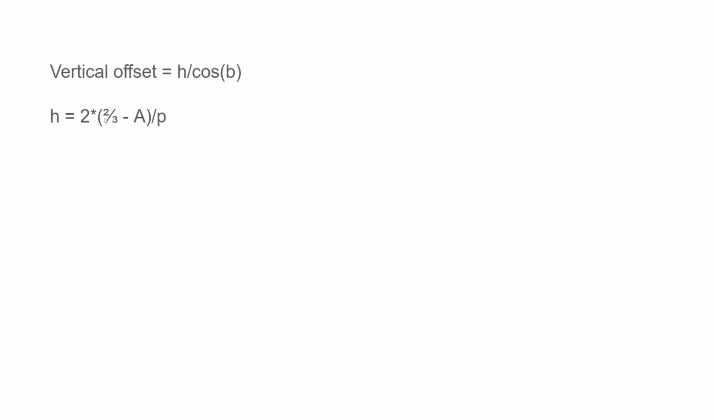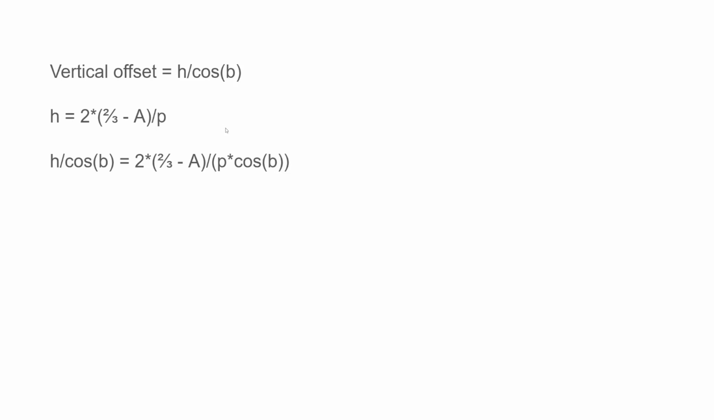It was 2 times area over, I'm going to call this P now, where P is the base of the triangle. This A is the area of the red shape that we already have, and 2/3 is what we want to get to. We're now in the land where the rectangle's area is 2, so 2/3 is the total area I want. A is the area I know about, and so this difference is the area of the new triangle. So 2 times that area over the base of that triangle, which I'll call P, is the height.